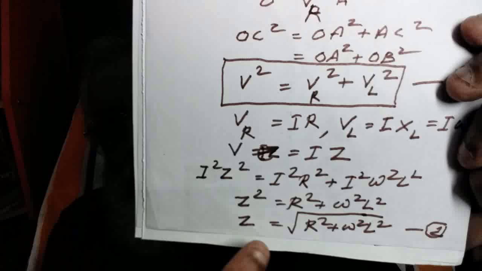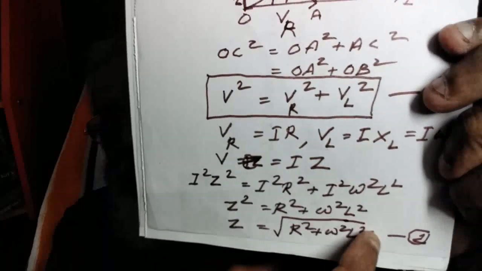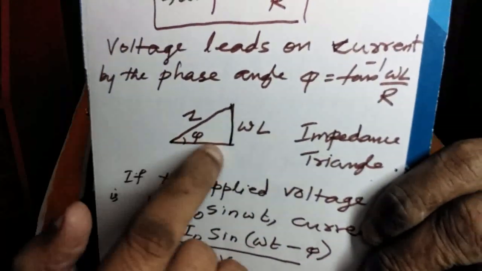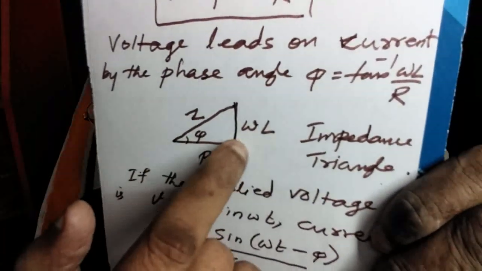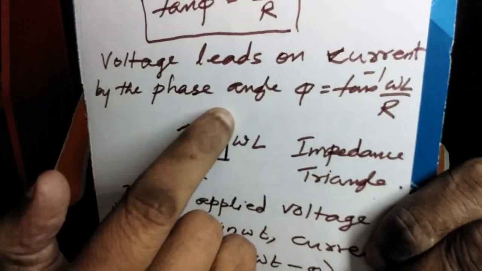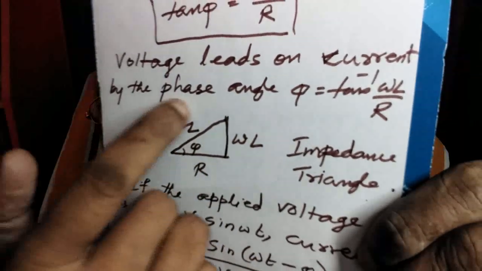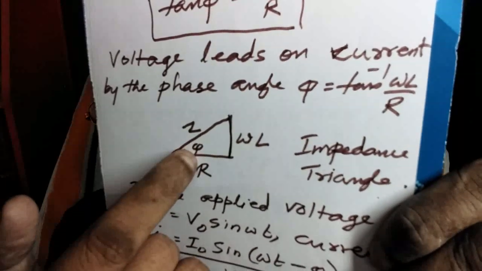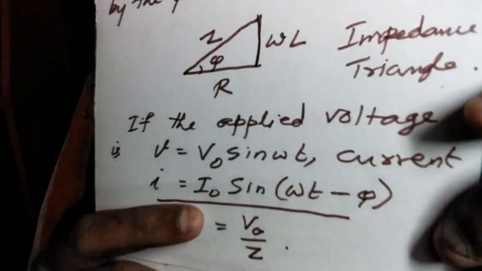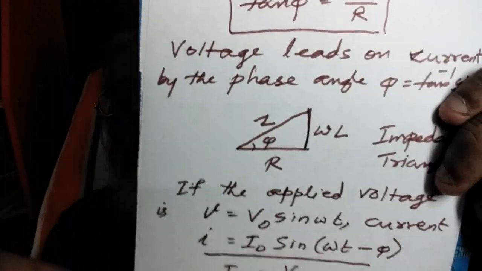Now you can construct a right angle triangle using R, Z and omega L, because this is the Pythagoras theorem and the triangle will be like this. Base is always R. This is omega L. This is Z. This triangle is called the impedance triangle. This is the phase difference. See this? Now you can write voltage and current equations.